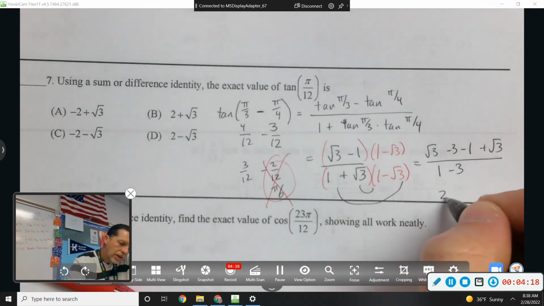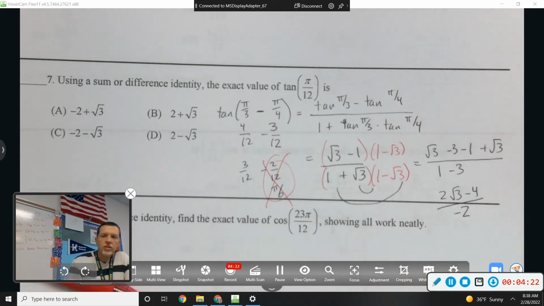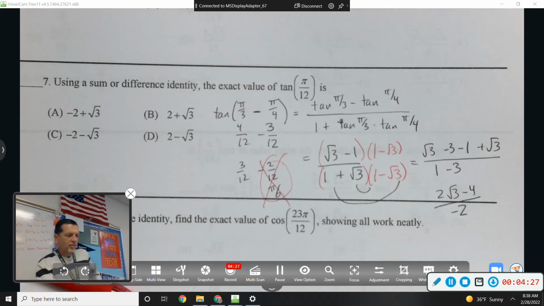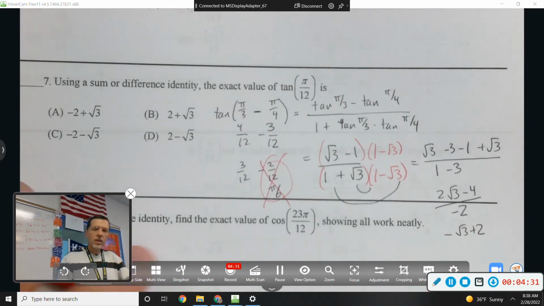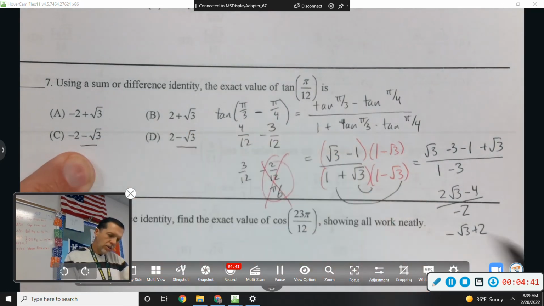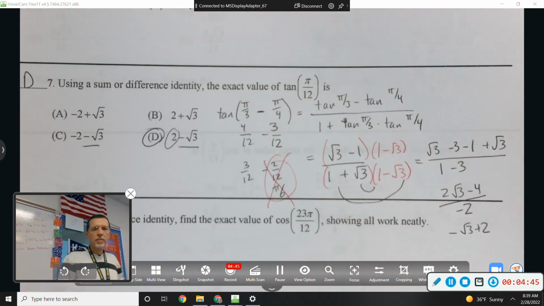So the top has 2 root 3 minus 4 over negative 2. Again, make sure you divide everybody by negative 2. So negative root 3 plus 2. I don't have an answer that looks exactly like that, but I need the root 3 to be negative and the 2 to be positive, so that would be answer choice D.